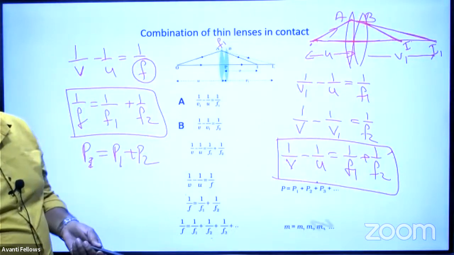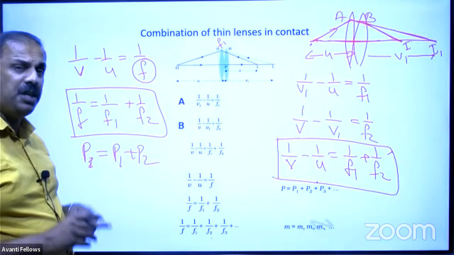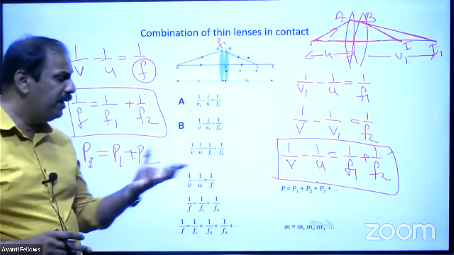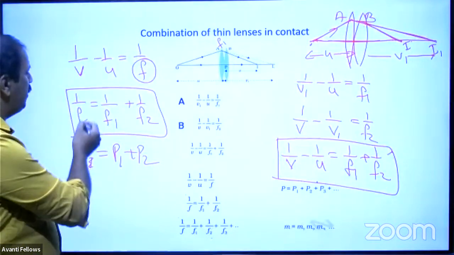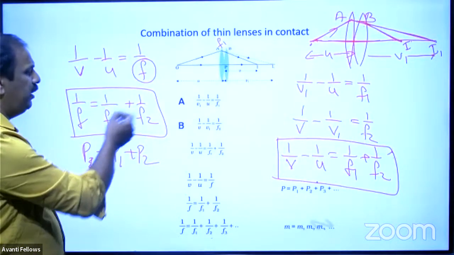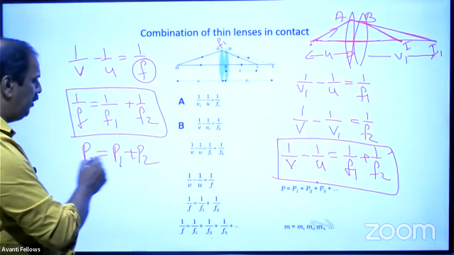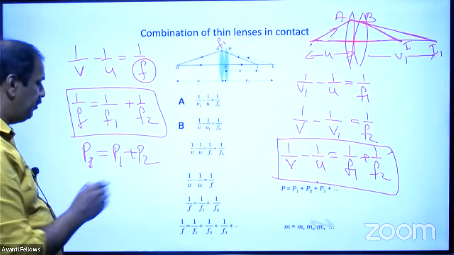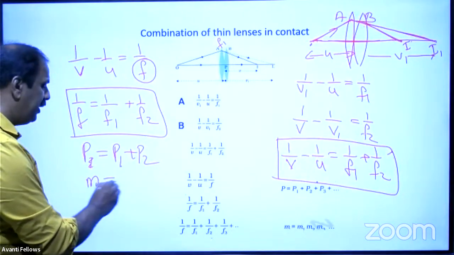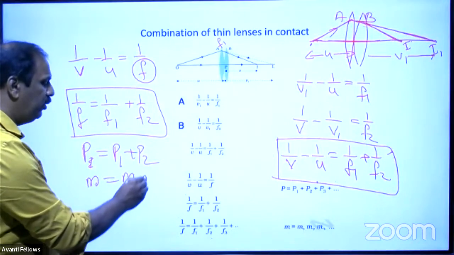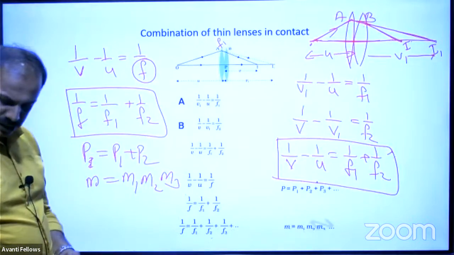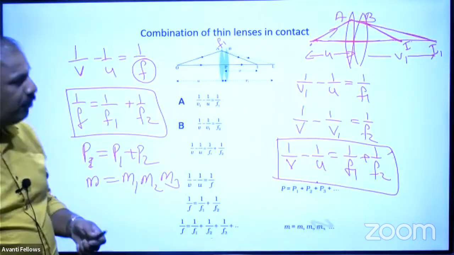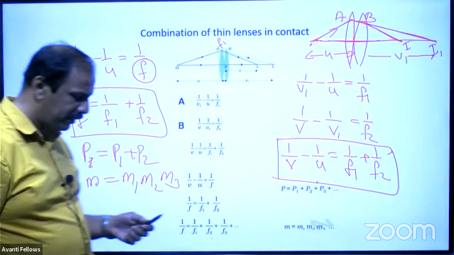And what about the magnification? Magnification, you know, is the size of the image divided by the size of the object. So the focal length will be adding like this: 1 by F is equal to 1 by F1 plus 1 by F2. The power will be adding like this. Magnification will get multiplied. The total magnification M will be M1 into M2 into, if you have more, M3, like that you will get. For this one, we have some more application. So we'll go for that one.